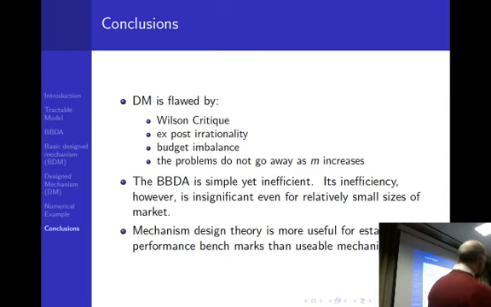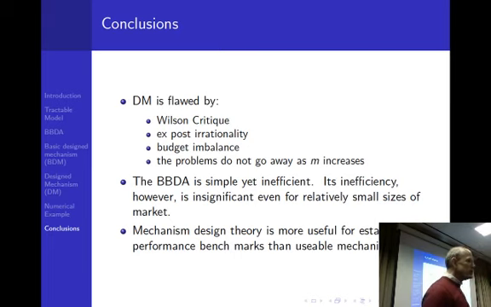So where does this leave us? Well, the design mechanism is flawed by the Wilson critique, and at least some of the time has ex post irrationality. It has ex post budget imbalance, and you can't get rid of it by looking at a big market. The BBDA is simple yet inefficient, but that inefficiency is insignificant even for relatively small markets.